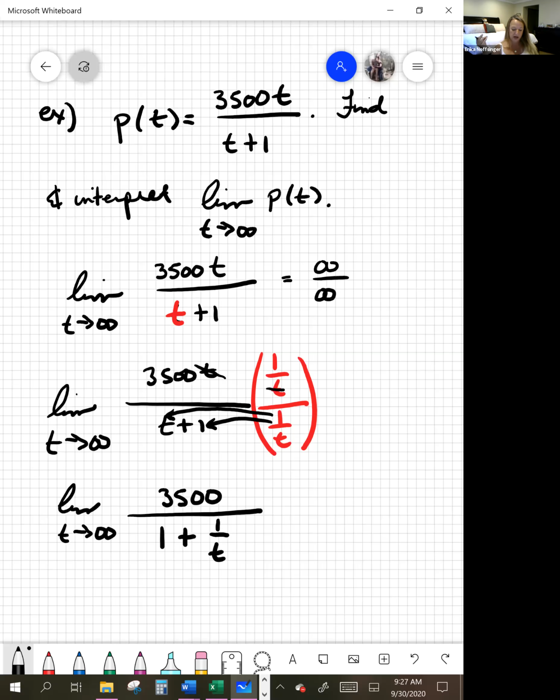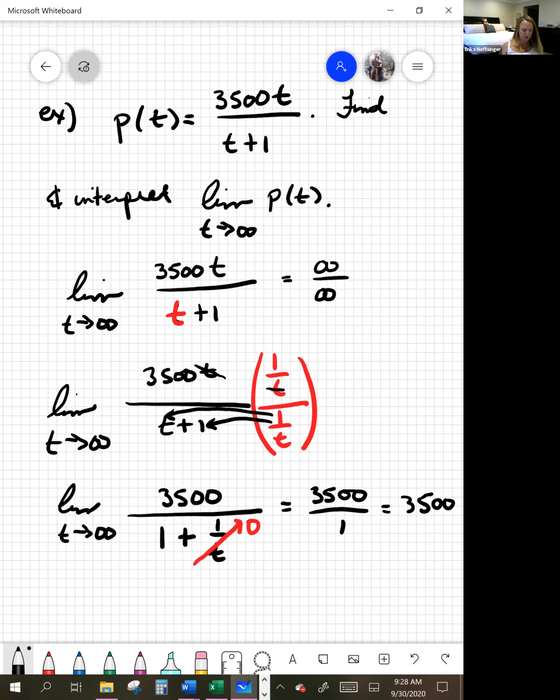So recall, if you have your denominator blowing up faster than your numerator, a number over something blowing up is going to 0. So this 1 over t piece is going to 0, and we're left with 3,500 all over 1. Okay, so we found the limit.